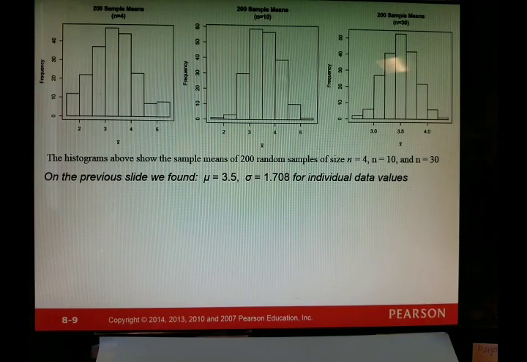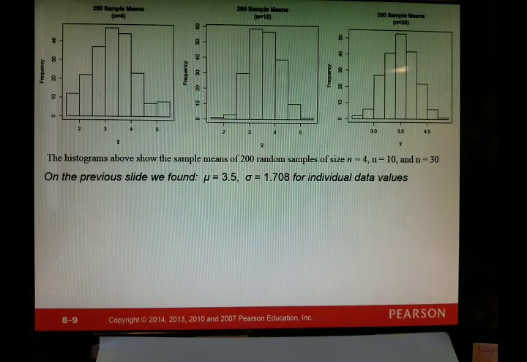Now I want you to take a look at these graphs. I want you to notice the graph. The larger that n gets, the more normal my graph is looking. Remember, the original graph wasn't normal. Hopefully you guys are thinking about it, it was uniform. Remember, that was the uniform graph.